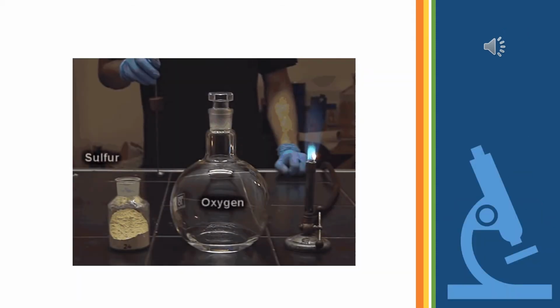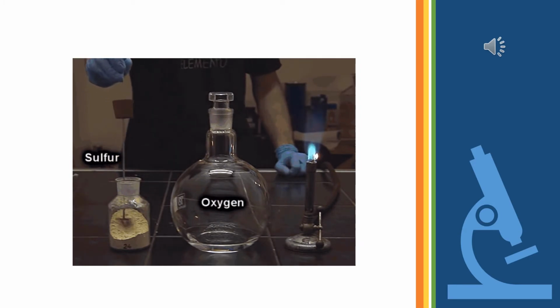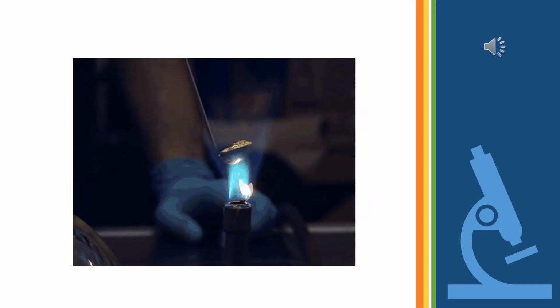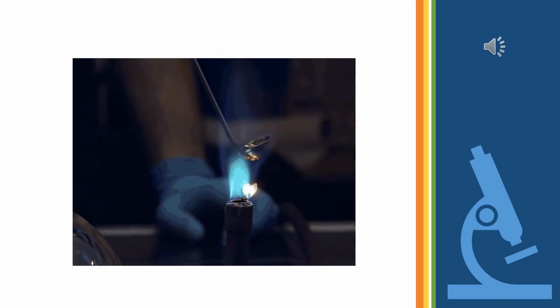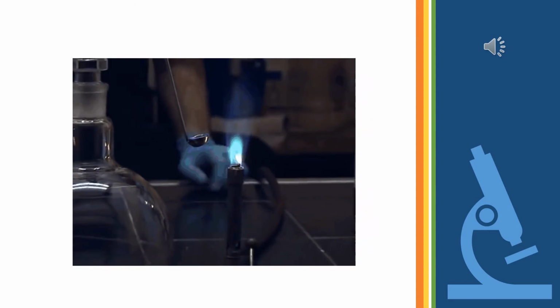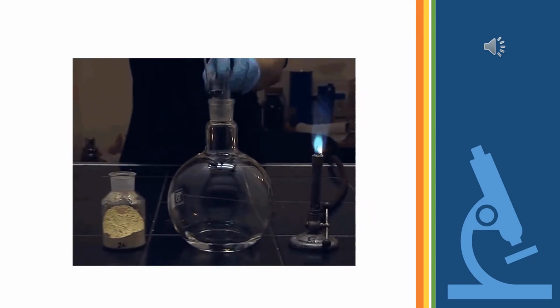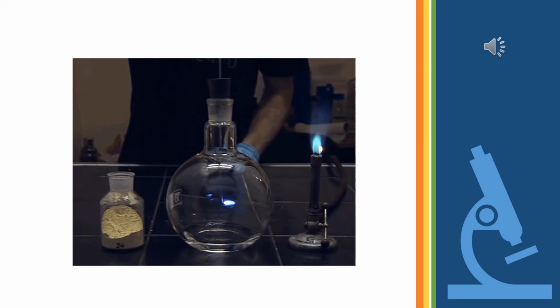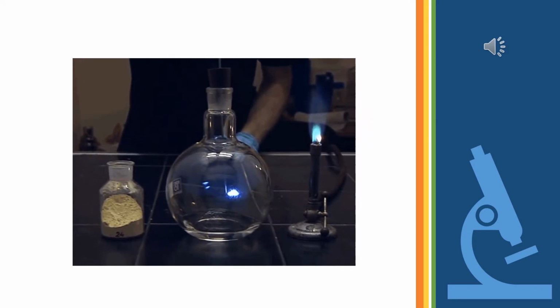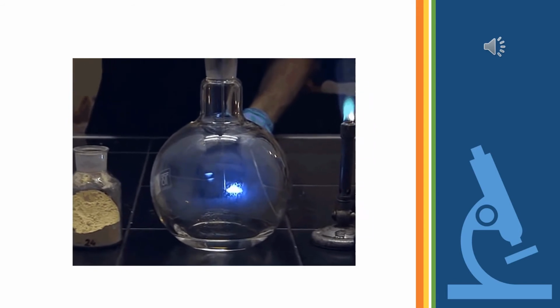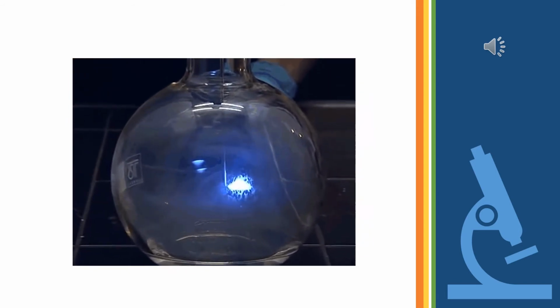Okay, another activity which we have in your book is to show that non-metals, when they react with oxygen, form acidic oxide. So the non-metal which we are using here is sulfur powder. First, sulfur powder is heated on a flame. This burner is known as a Bunsen burner. Here this flame is produced using a gas cylinder.